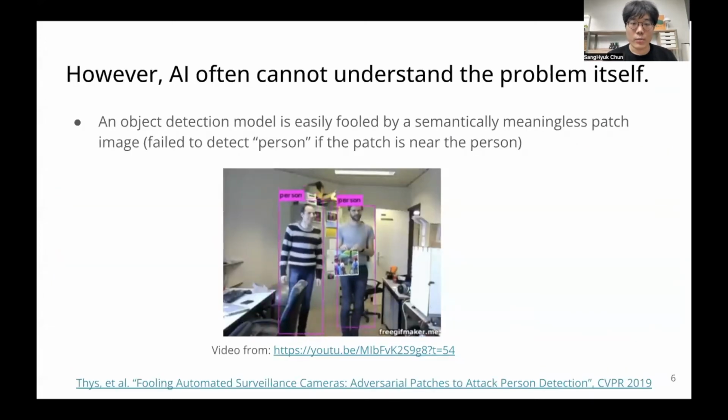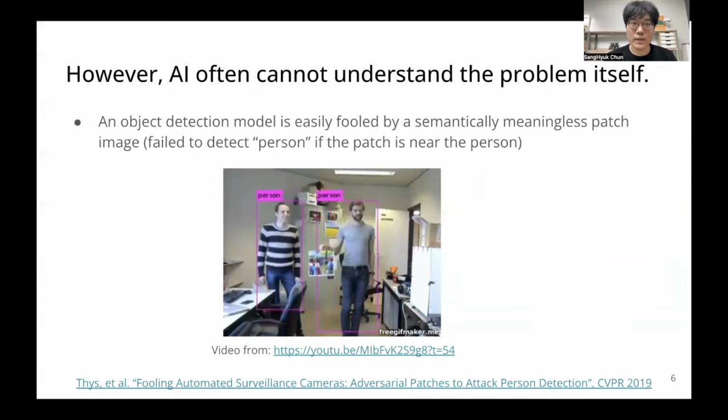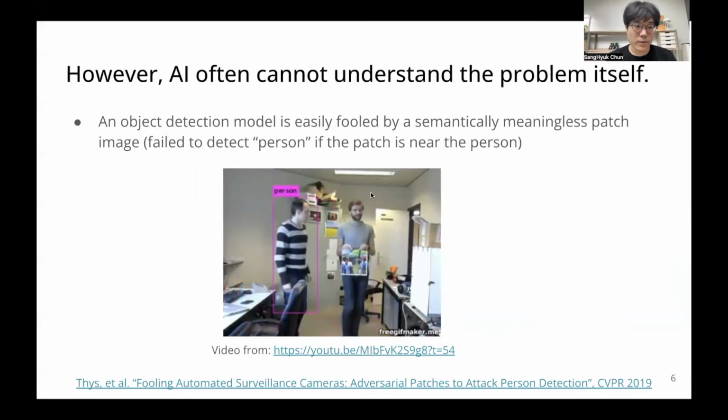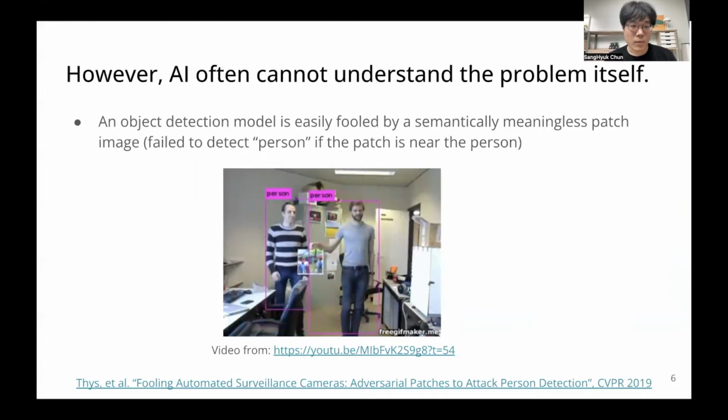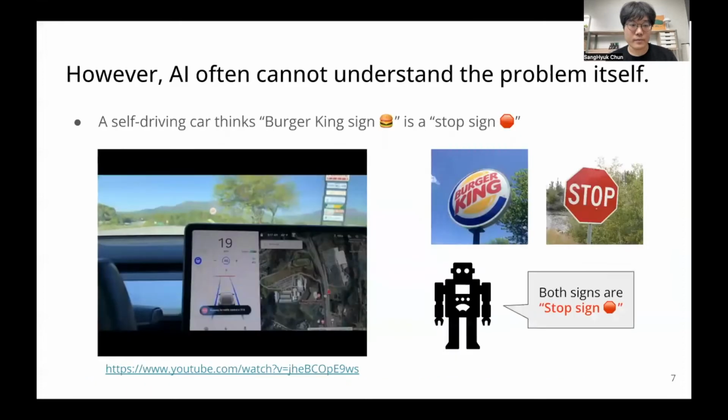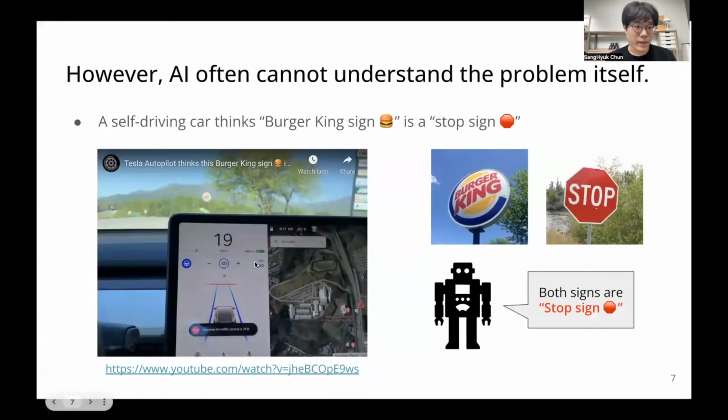However, machine learning models cannot understand the problem itself. For example, as shown in this video, we can make a semantically meaningless image patch which fools the object detector. As this guy brings the patch to the other guy, the detector fails to detect the person class. It means that the object detector makes decisions not only focusing on person objects, but it also attends to other undesired features.